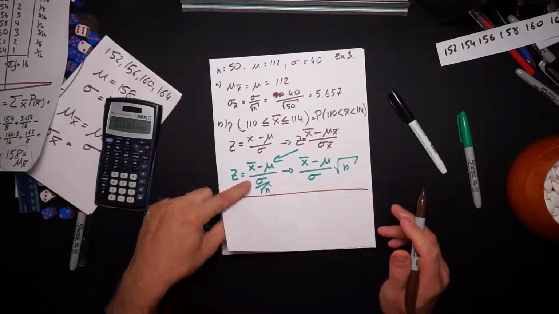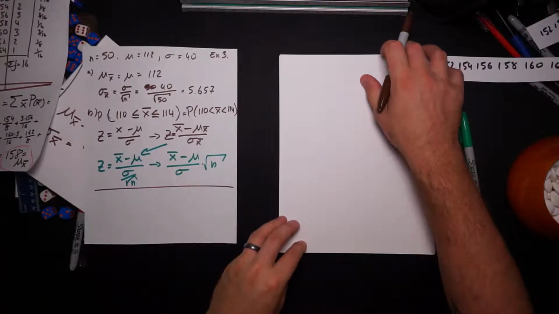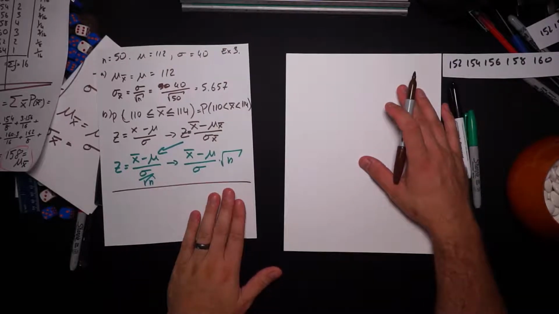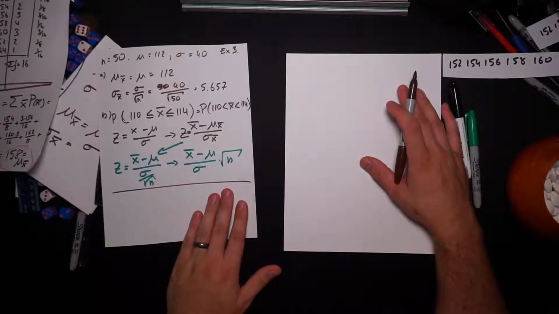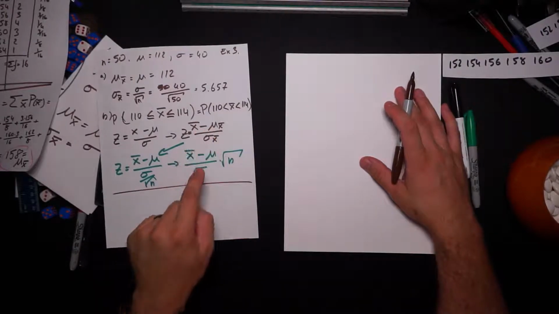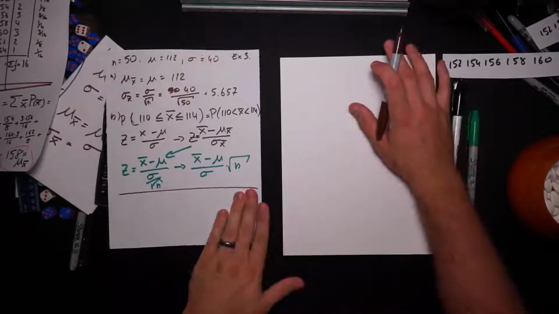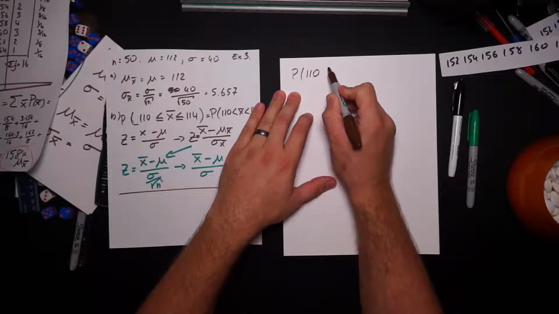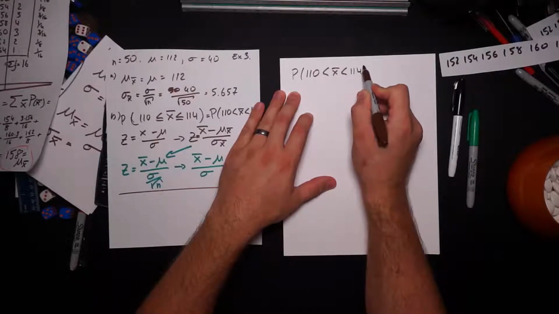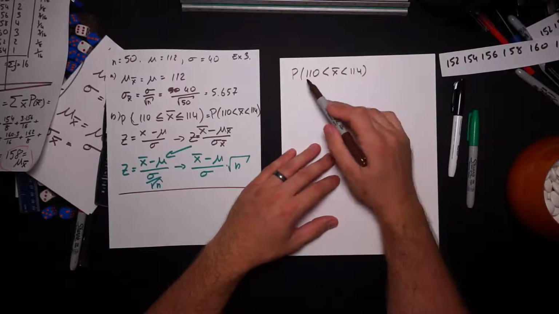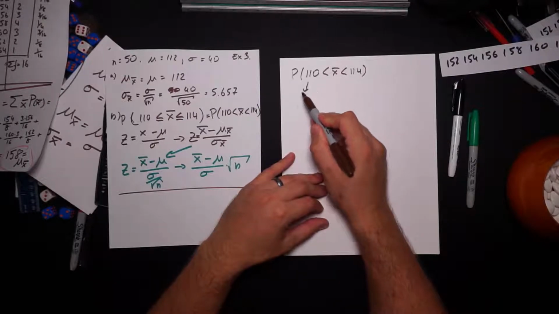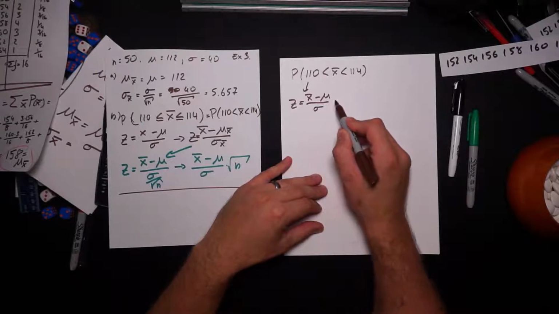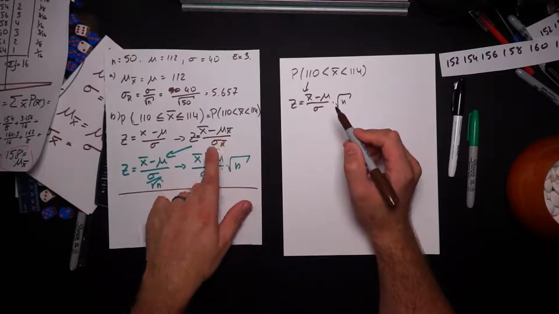So let's see. I'm just going to put this over here and let's go. The problem in the book is solved using this method, so I'm going to solve using this method, just to avoid confusion. What I'm looking for is the probability that 110 is smaller than x bar, smaller than 114, which means I'm going to find the z-scores for both of those. So the z-score for that is, and I'm going to use this formula, which is again the same one as this and same one as this.